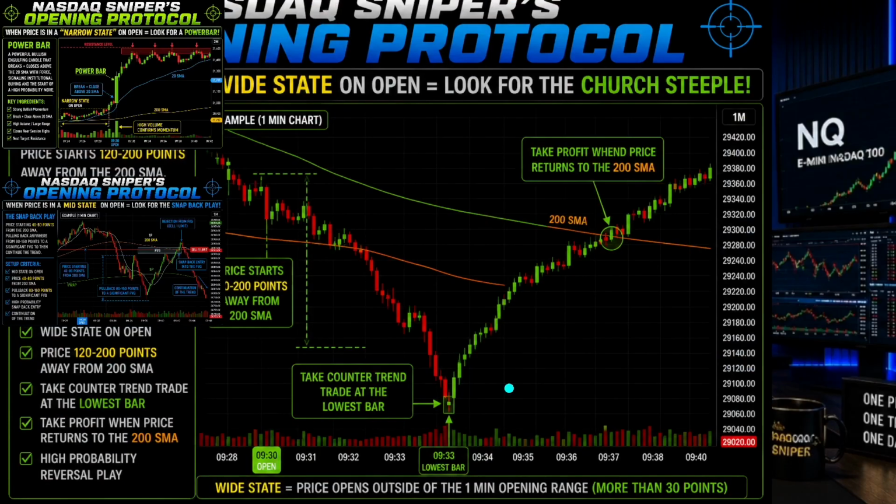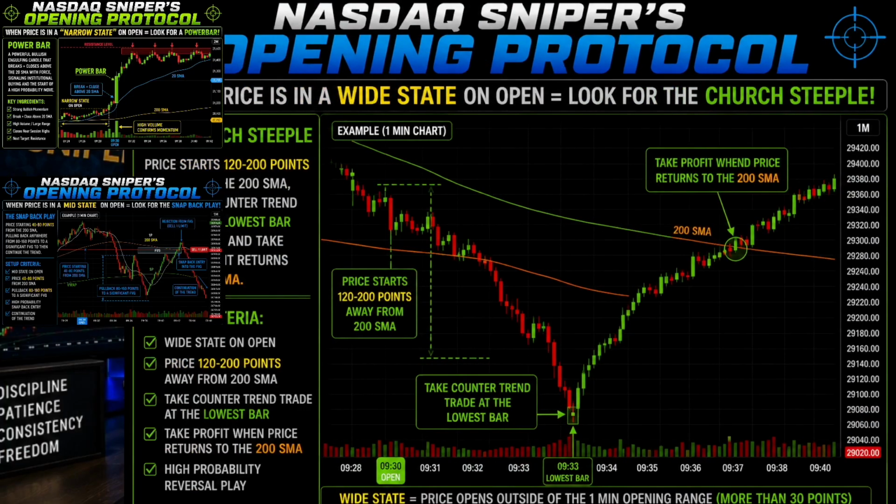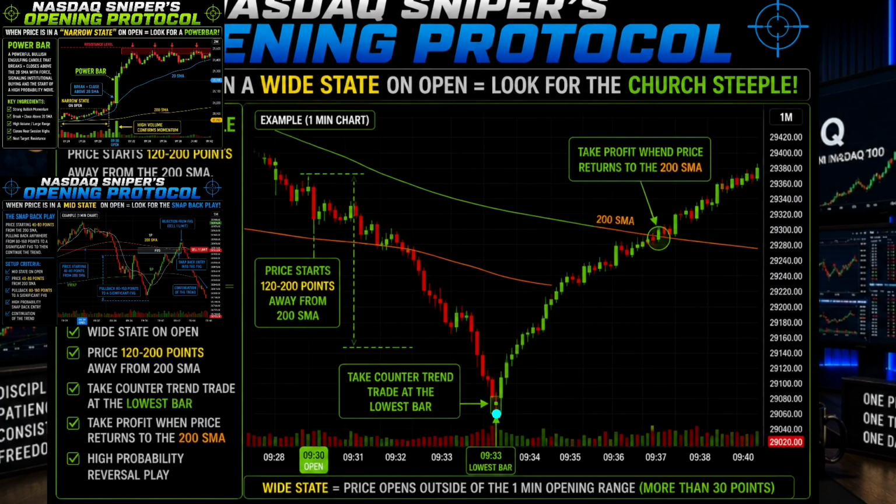If the NASDAQ opens in a wide state, guess what? We take the church steeple play. That means price is about 200 points away from the 200 SMA, and we take a counter trend trade.